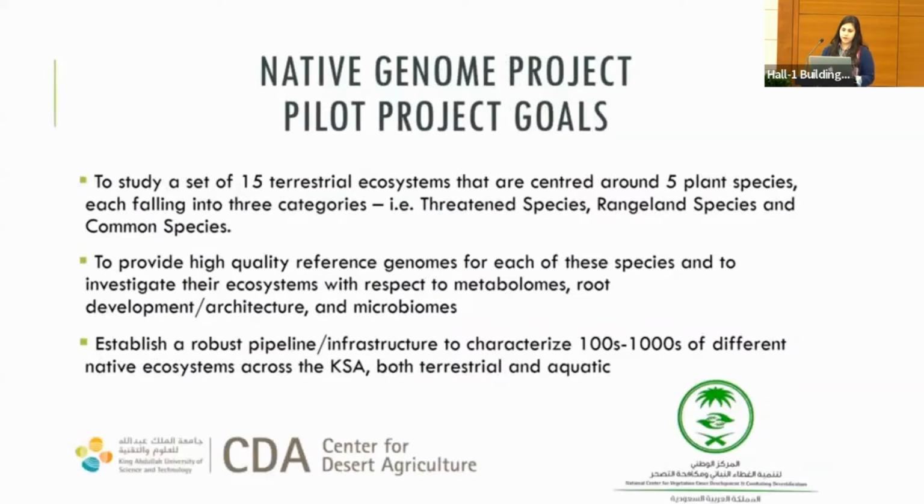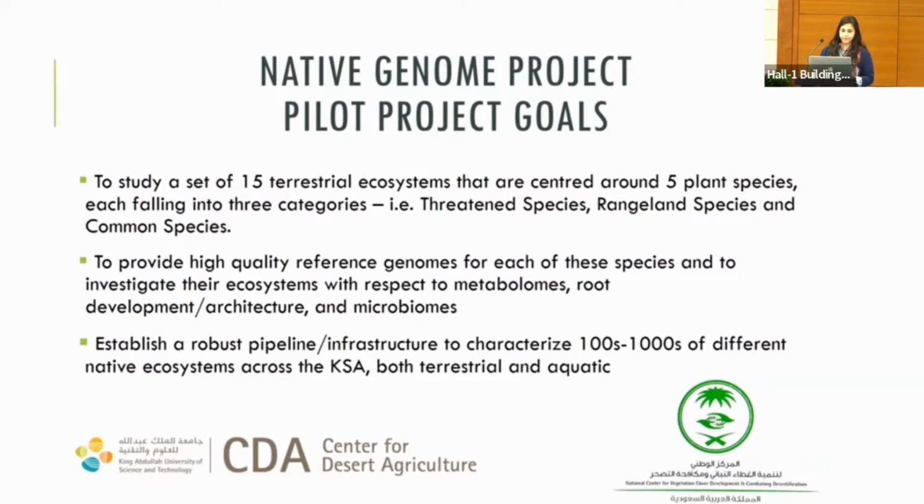So the pilot project started in July 2021, and the aim of this pilot project is to study a set of 15 terrestrial ecosystems categorized as threatened species, rangeland species, and common species. And the aim is to provide high-quality reference genomes for each of these species and to investigate their ecosystems with respect to metabolomes, root development, architecture, and microbiomes. That would establish a robust infrastructure to characterize hundreds or even thousands of different native ecosystems across Saudi, both terrestrial and aquatic.